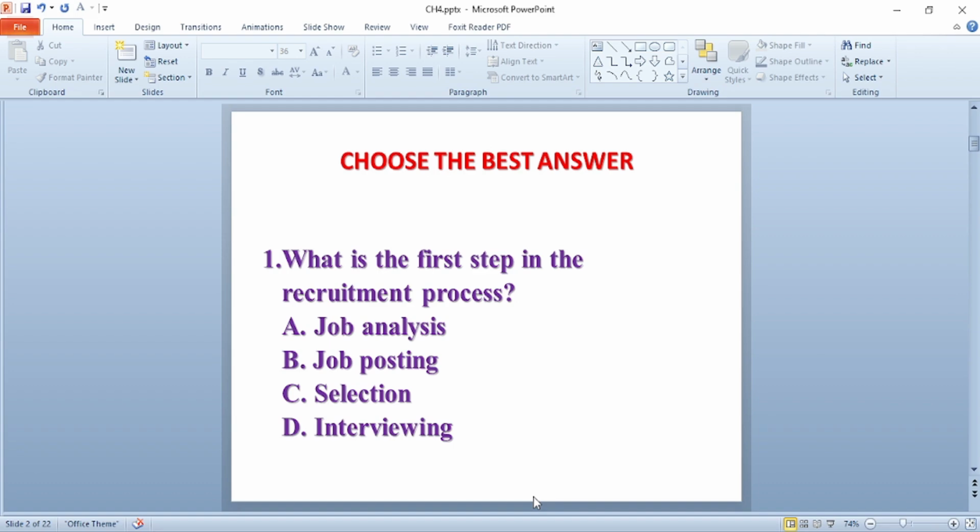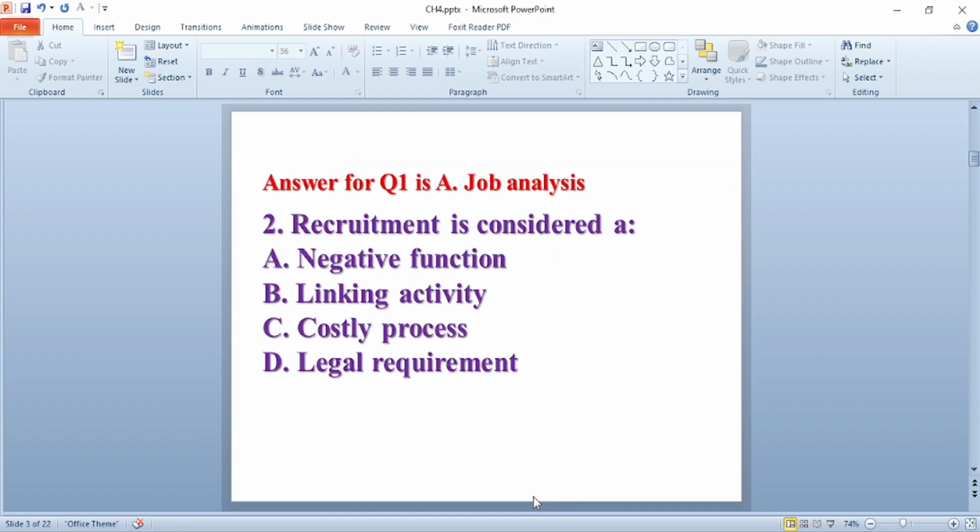Question number 2. Recruitment is considered a dash. A. Negative function. B. Linking activity. C. Costly process. D. Legal recruitment. The answer for this question is B. Linking activity.